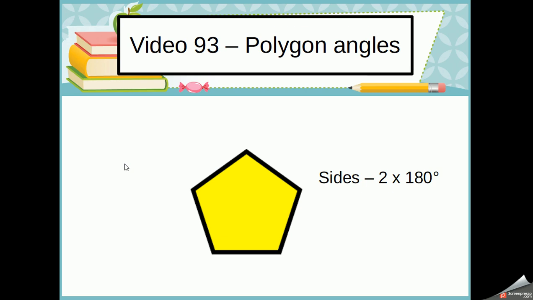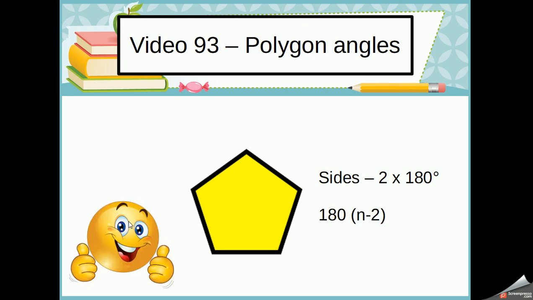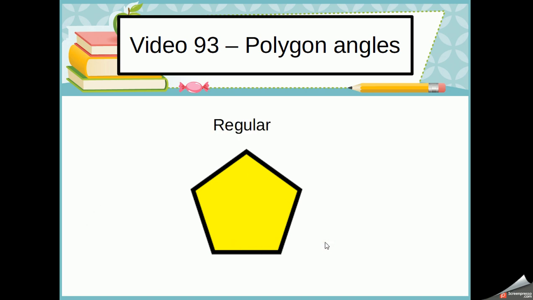Now, to work out the sum of all the angles inside, what we're going to do is take the number of sides, take away 2 and multiply by 180. So we might write this down in a simpler form, 180(n - 2), n representing the number of sides. So that'll tell us how much all these angles inside here add up to.